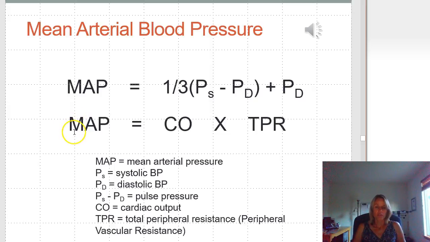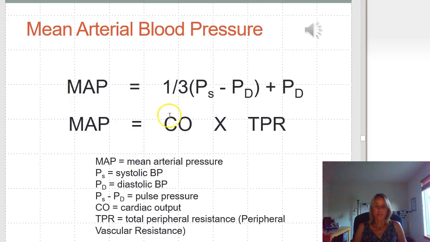We can also look at the mean arterial pressure as being the product of the cardiac output times the total peripheral resistance. So what this tells us is that changes with cardiac output or changes with total peripheral resistance are going to lead to changes in mean arterial pressure.